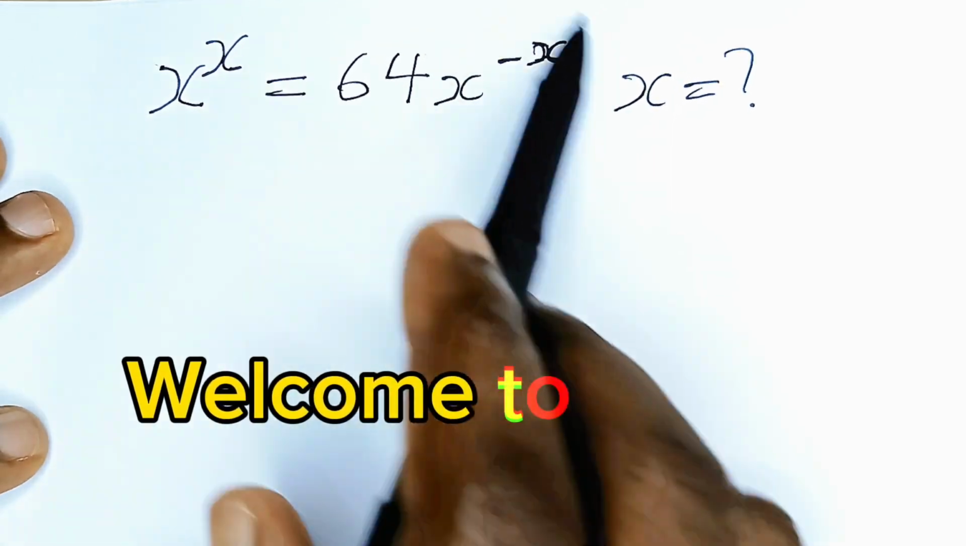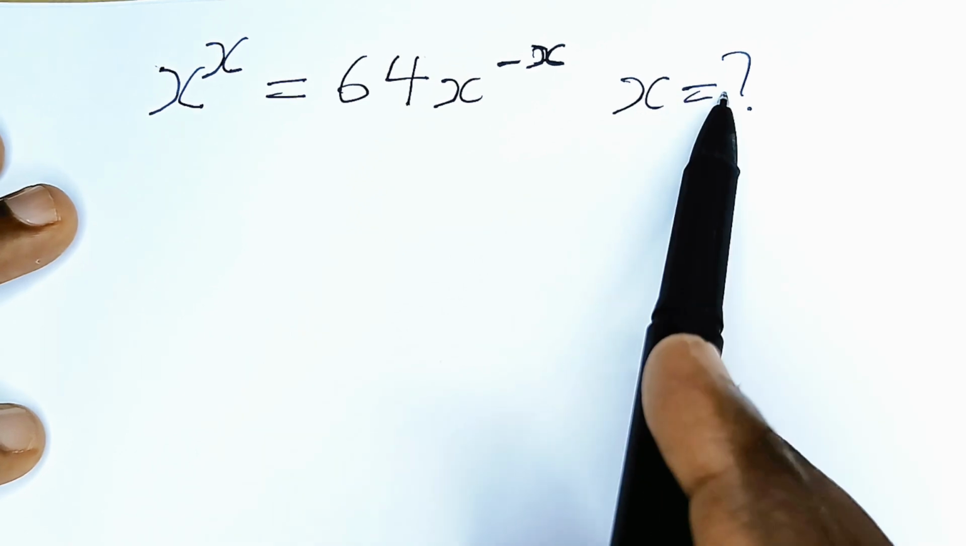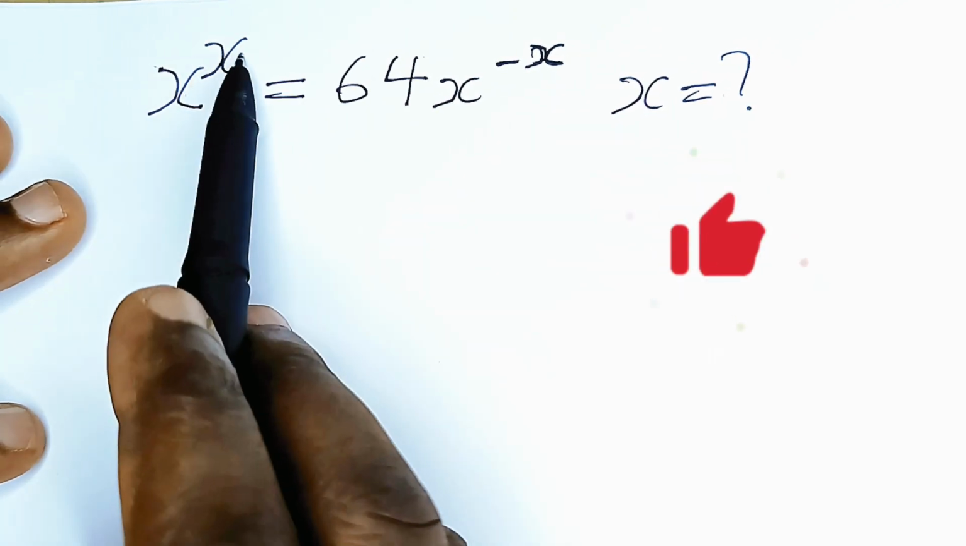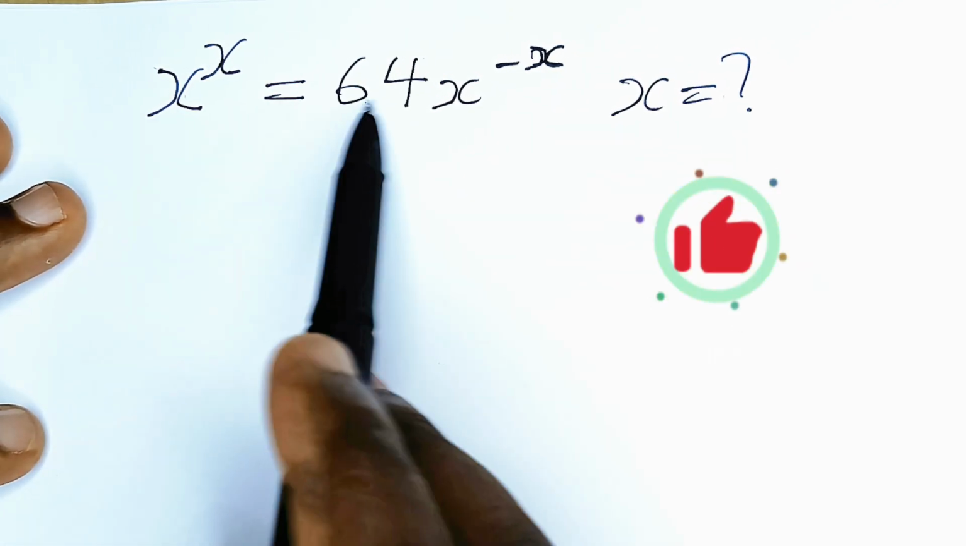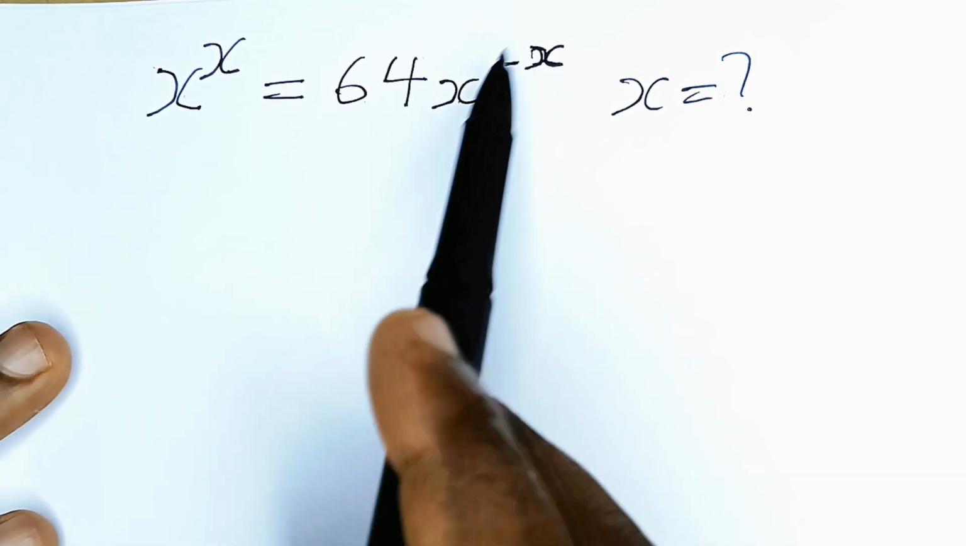Good viewers, let's solve this beautiful equation. We have to find the value of x. Here we have x raised to the power of x is equal to 64x raised to the power of negative x. What can we do here?